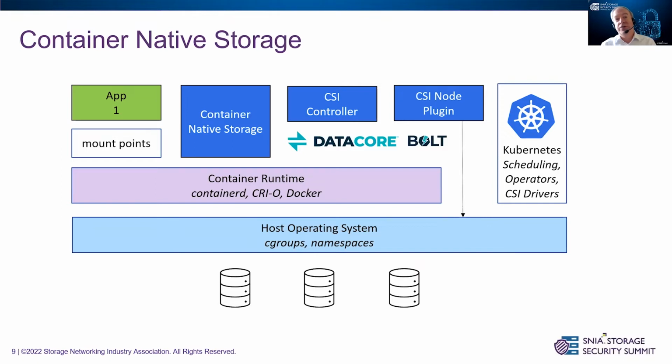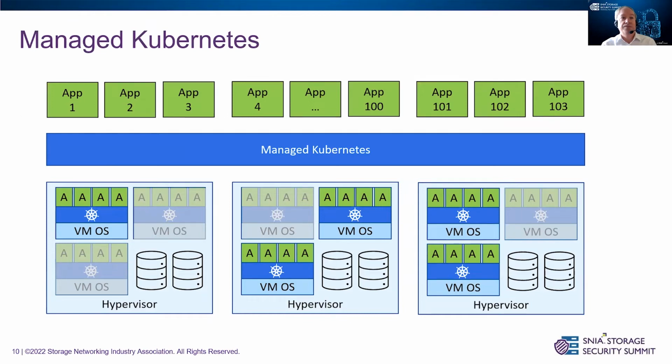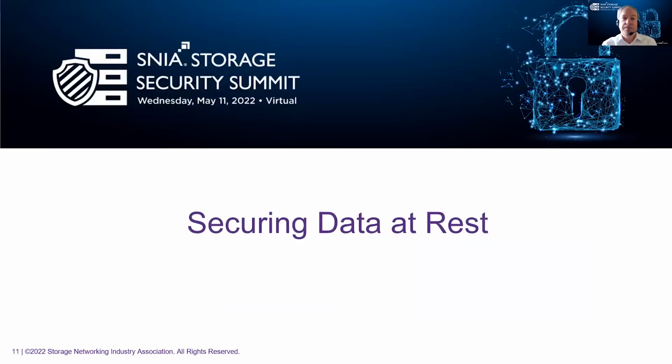For container native solutions, such as Datacor Bolt, the storage stack is containerized and is scheduled by Kubernetes. Kubernetes is typically deployed as a cluster, which may have thousands of nodes. And in a managed Kubernetes environment, such as AKS or EKS, the nodes are running on a multi-tenanted infrastructure. So, how do we secure data? There are three areas of concern: protecting the data when it's at rest, when it's in use, and when it's in motion. Let's start with data security at rest, because in many ways, it seems the simplest.